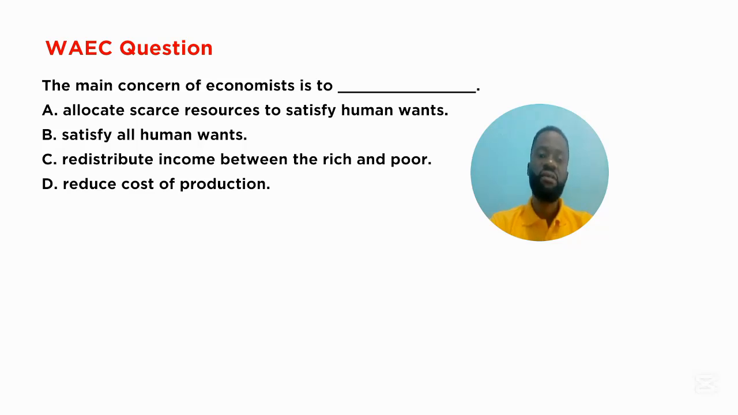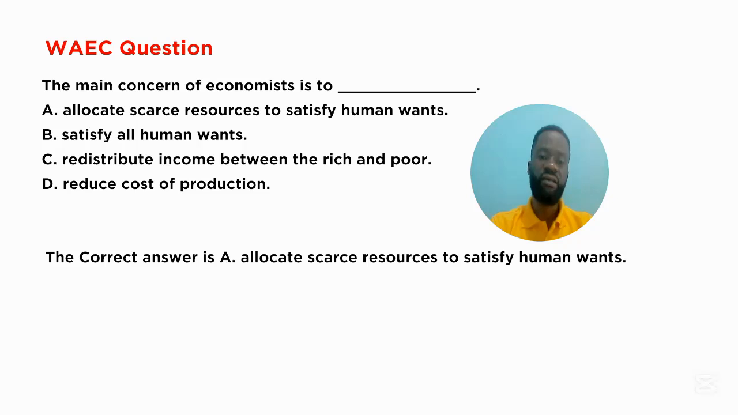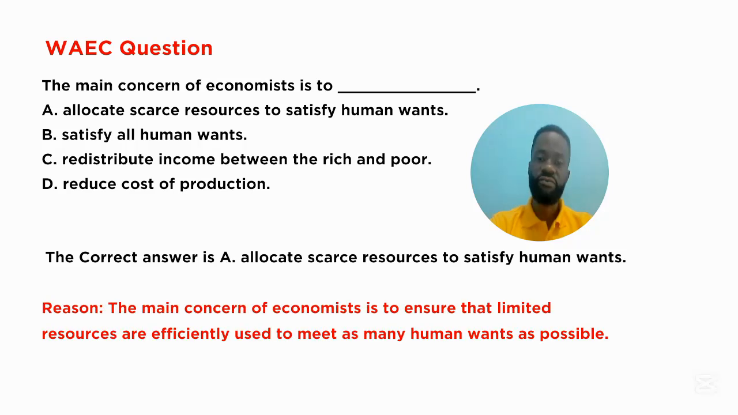B, satisfy all human wants. C, redistribute income between the rich and poor. D, reduce cost of production. The correct answer is A. The main concern of economists is to allocate scarce resources to satisfy human wants. The main concern of economists is to ensure that limited resources are efficiently used to meet as many human wants as possible.